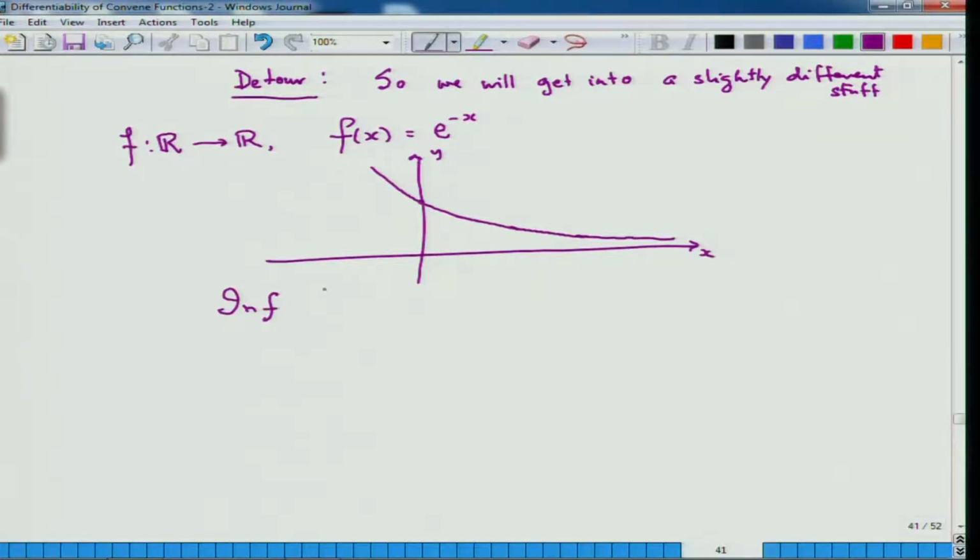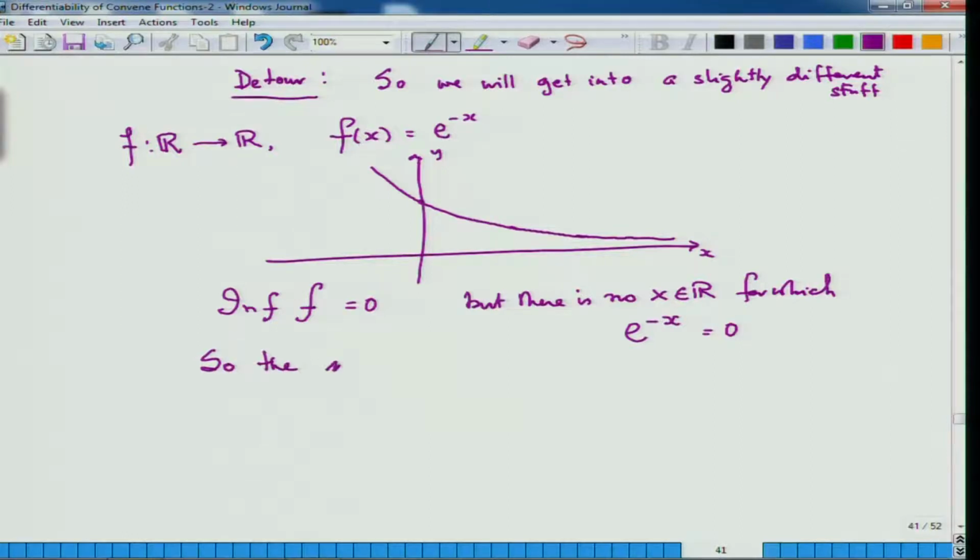So, the infimum value of f is 0, that is, the greatest lower bound is 0, but there is no x in R for which f of x equals 0. So the minimum is not attained. Minimum or infimum in this case is not attained. So, what can we say of such a situation?